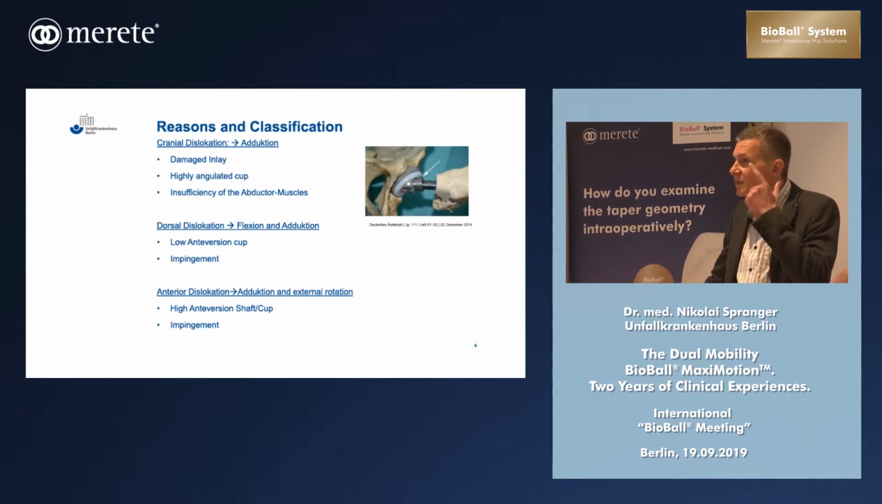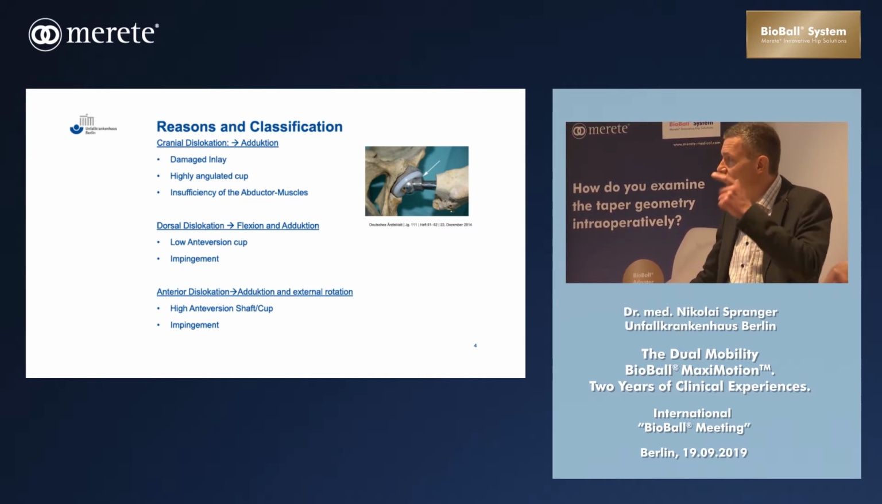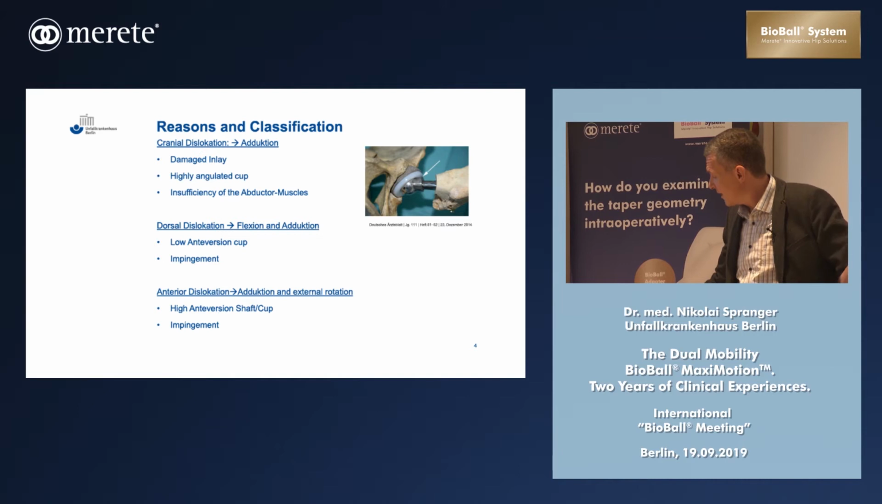There are some reasons and some classifications for hip dislocations. We know that the cranial dislocation is mostly caused by an adduction with a damaged inlay, with a highly angulated cup, or insufficiency of the adductor muscles, caused by a very invasive approach to the hip. We know that the dorsal dislocation is caused by a flexion and adduction with a low anteversion cup and maybe an impingement, as you can see here on the picture. An anterior dislocation is caused by extension and external rotation with a high anteversion shaft or cup position, or as well an impingement.